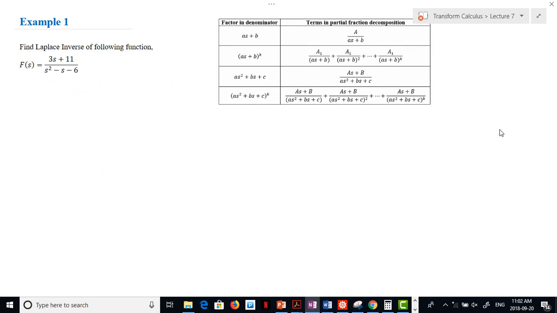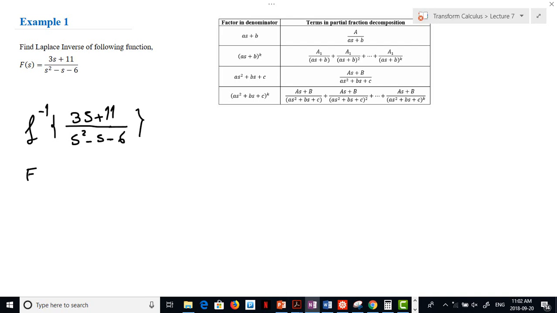So we want to solve this example. We already solved it. So it's 3s plus 11 over s squared minus s minus 6. We said we have to use Laplace. We have to use partial fraction decomposition if you want to solve this Laplace inverse. So you want to find Laplace inverse of 3s plus 11 over s squared minus s minus 6. So we want to use partial fraction decomposition.